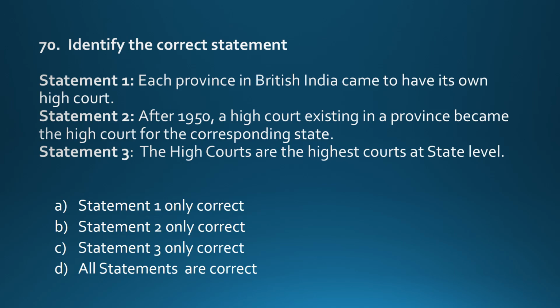Question number 70. Identify the correct statement. Statement 1. Each province in British India came to have its own High Court. Statement 2. After 1950, a High Court existing in a province became the High Court for the corresponding state. Statement 3. The High Courts are the highest courts at state level. Option A. Statement 1 only correct. Option B. Statement 2 only correct. Option C. Statement 3 only correct. Option D. All statements are correct. Correct answer is option D. All statements are correct.